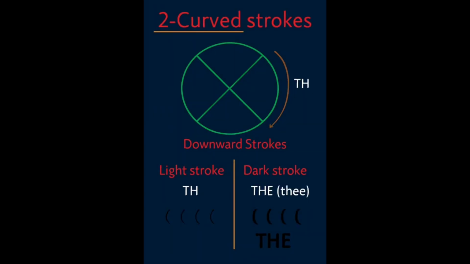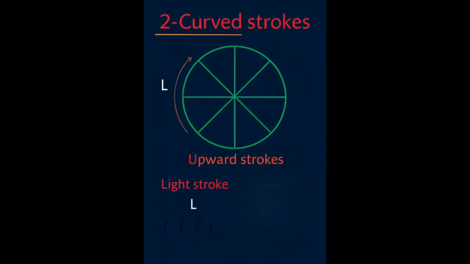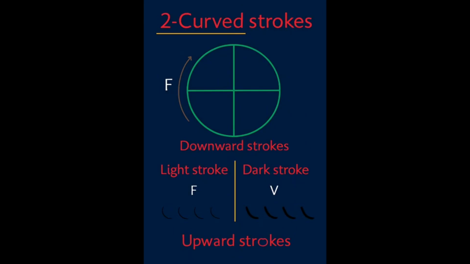Stroke TH as in it and DH as in the. TH is a light stroke, DH is a dark stroke. Both are drawn from the left hand side. Stroke L: upward, from bottom to top. Covers 1/4 of the circle. Always a light stroke. Stroke F and V downward. F is a light stroke, V is a dark stroke. Both are drawn downwards from midline to baseline.